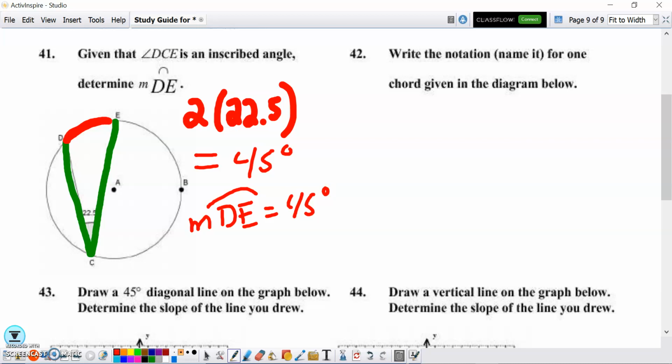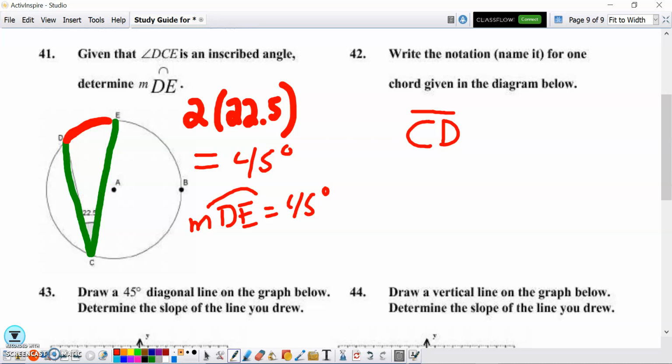Write the notation for one chord given in the diagram. Okay, the chord is what I have in green. There are 2 of them. They are line segments. So we could say CD, and then we need to put a line segment symbol above it. That's one of the chords.